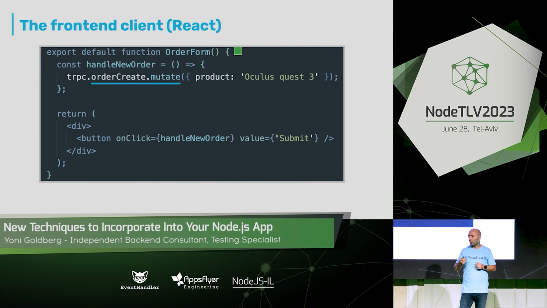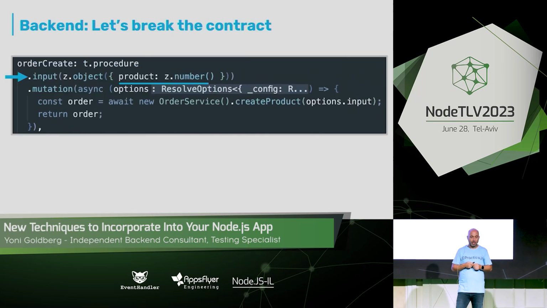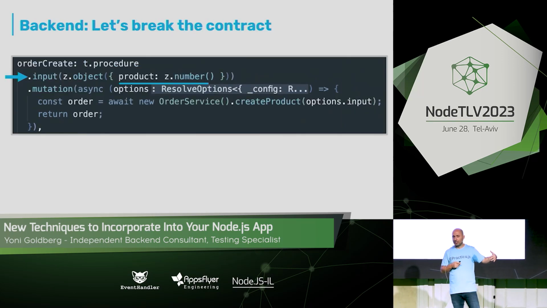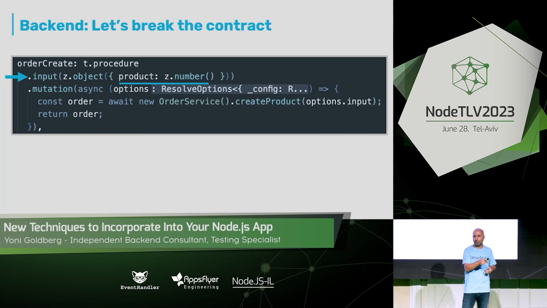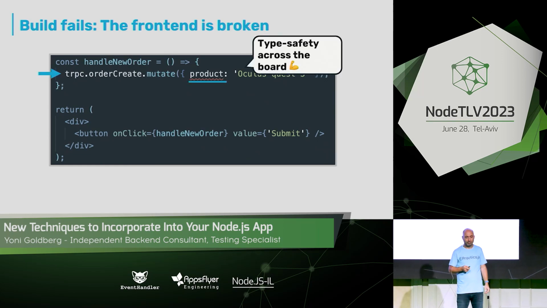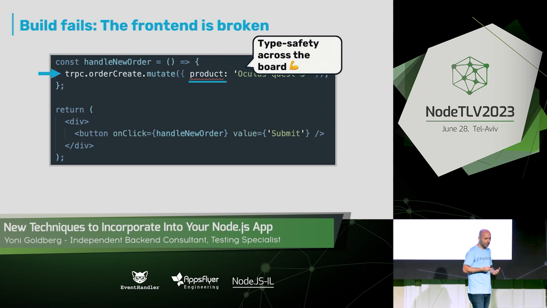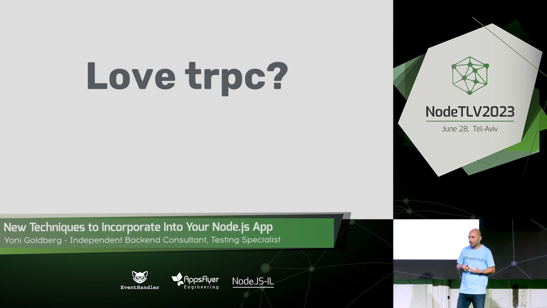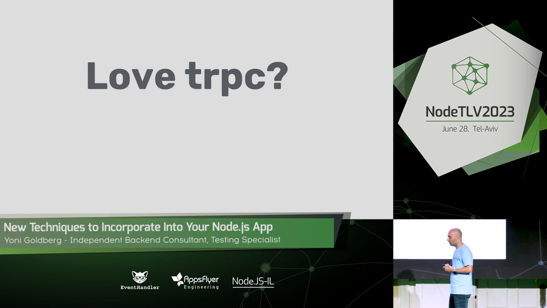It's not only about development experience, but also about type safety. So if I'm now on the backend side, if mistakenly I change the contract, rename a field, change the data type, like here from string to number, the front-end build is broken right away. I get type safety across the board in a very easy and simple manner. Sweet, I love the library's simplicity.